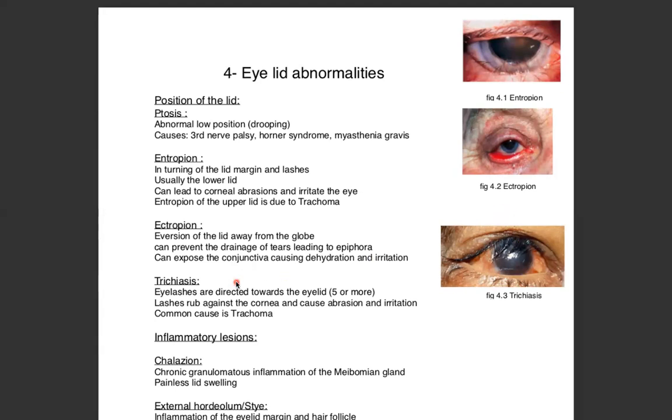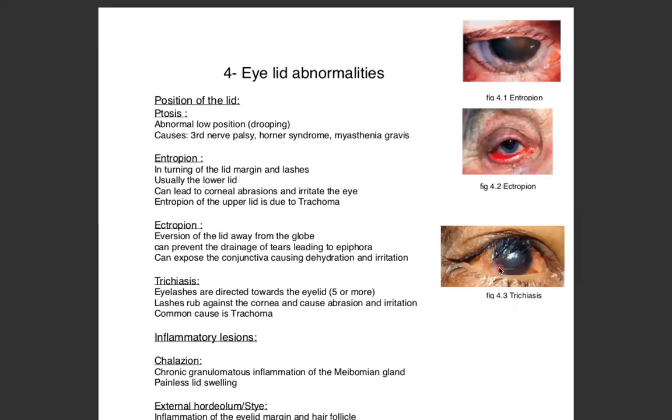عندنا تاني trichiasis. Trichiasis is that the eyelashes are the problem, not the full lid. The eyelashes are not in the correct direction, and they're directed towards the eye. And they have to be 5 or more. If there's 1 or 2 lashes that are downwards, that's not trichiasis, that's just normal. 5 or more lashes that are downwards, their lashes are supposed to go outwards, they go downwards inside the eye. And the lashes will rub against the cornea as well and cause abrasion and irritation. So شايفين الeye بتكون very red.